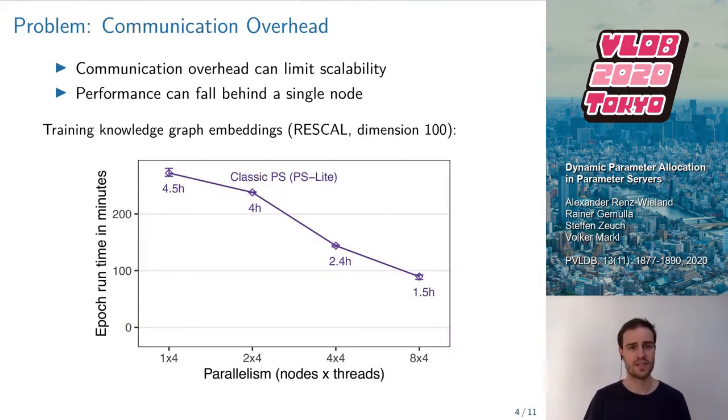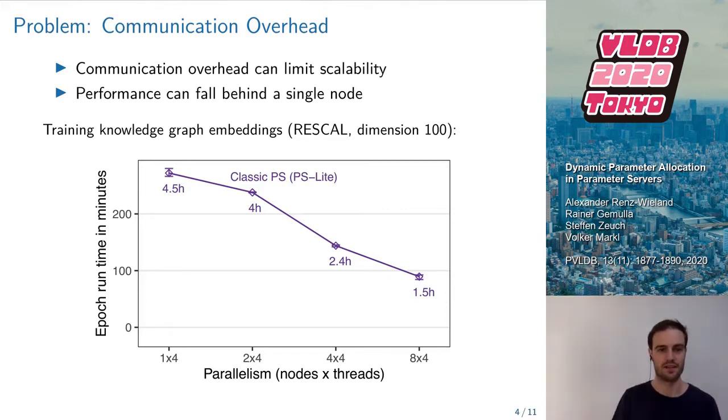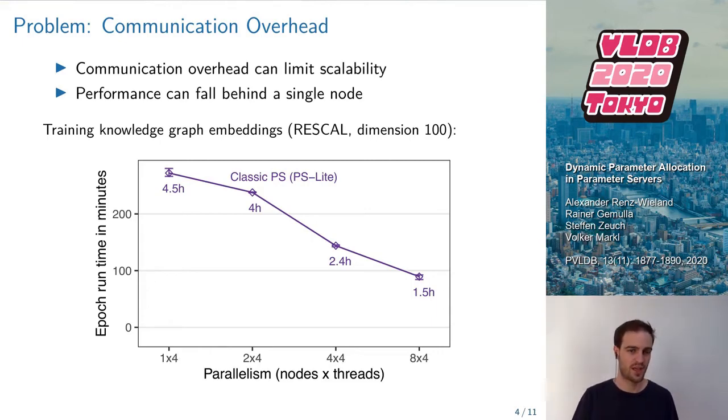A key challenge in distributed training is the communication overhead. I brought you an example here where this is a knowledge graph embeddings task, and we use 1 to 8 nodes, and we measure the runtime of one epoch in PSLite. PSLite is a common parameter server system, and you can see on a single node it takes 4.5 hours, and on 8 nodes it takes 1.5 hours. So there's a 3 times speed up from 1 to 8 nodes.